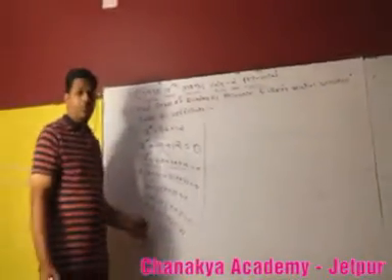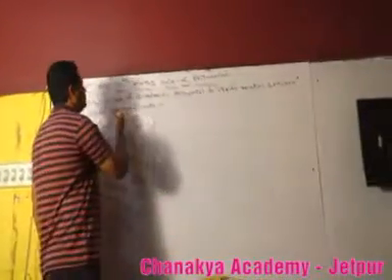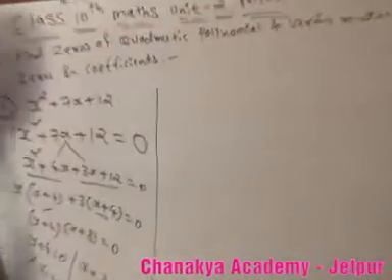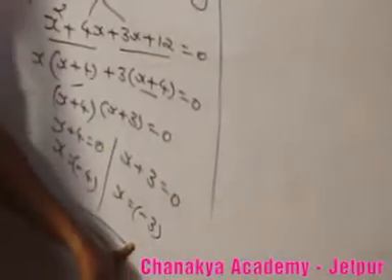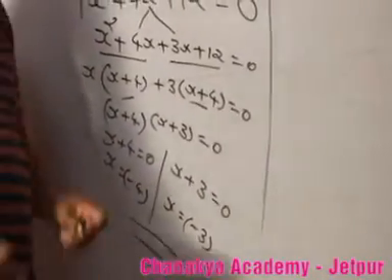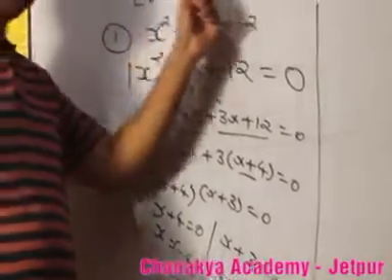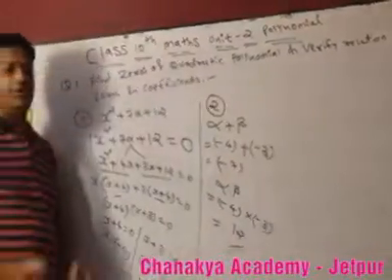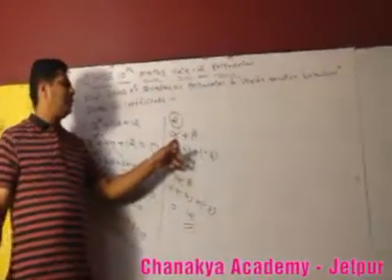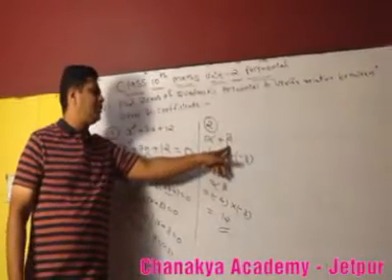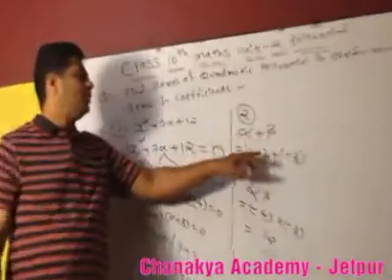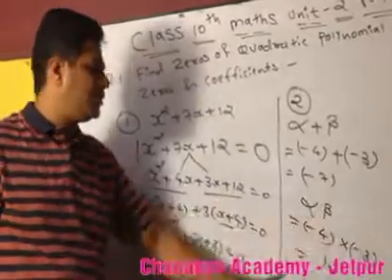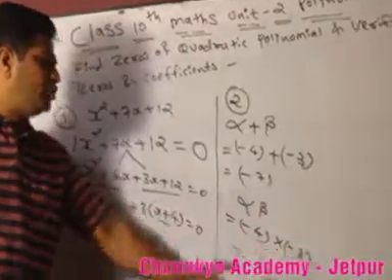We have already found the zeros of the quadratic polynomial. First zero is minus 4 and second zero is minus 3. Now we are going to verify the relationship between zeros and coefficients. So, we have obtained this manually. Alpha plus beta, alpha means first root, beta means second root. Minus 4 plus minus 3 equal to minus 7. Alpha beta means product. Minus 4 into minus 3 equal to 12.